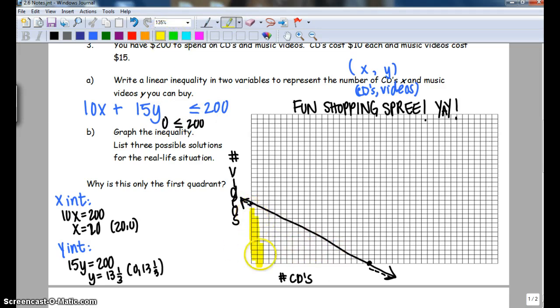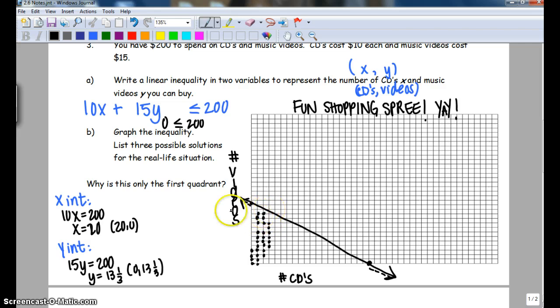If you shade this whole section, that means that you're including decimals as well, and you can't actually buy 13 1/3 videos or 13 1/3 CDs, or 2 1/2 for that matter. So the only things you can really buy are these whole number items. So instead of shading, we're going to put dots at all of the whole numbers. Now, I am certainly not going to make you put a dot for every single one of these, but it really should have one. Okay, a dot for every whole number of items.